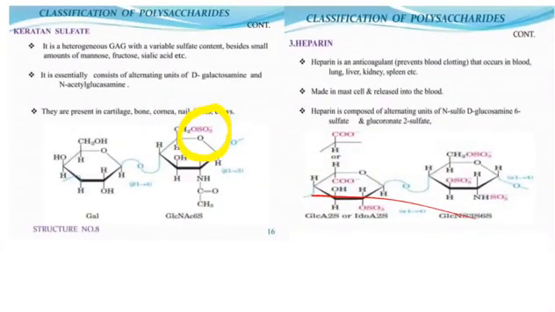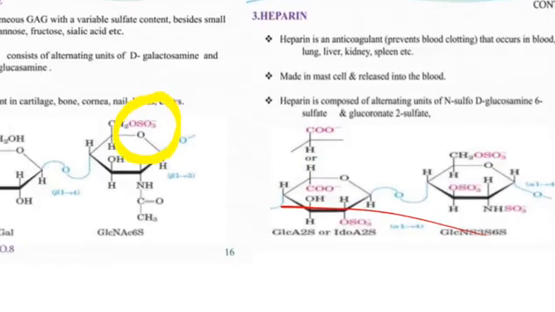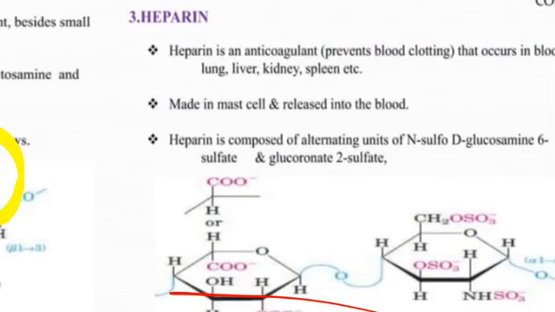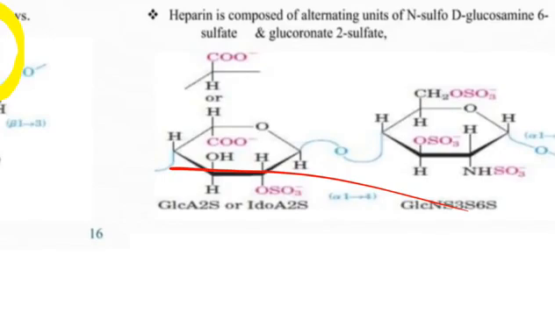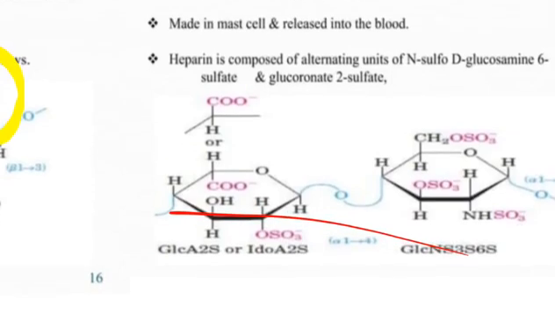Then we have another type of mucopolysaccharide called heparin. Heparin is an anticoagulant. Look at it here. Heparin, an anticoagulant that occurs in the blood, lung, liver, kidney, spleen, etc., is made in mast cells and released into the blood. Heparin is composed of alternating units of N-sulfo-D-glucosamine 6-sulfate and glucuronate 2-sulfate. Look at it here. Very powerful compound. N-sulfo, glucosamine, 6-sulfate.